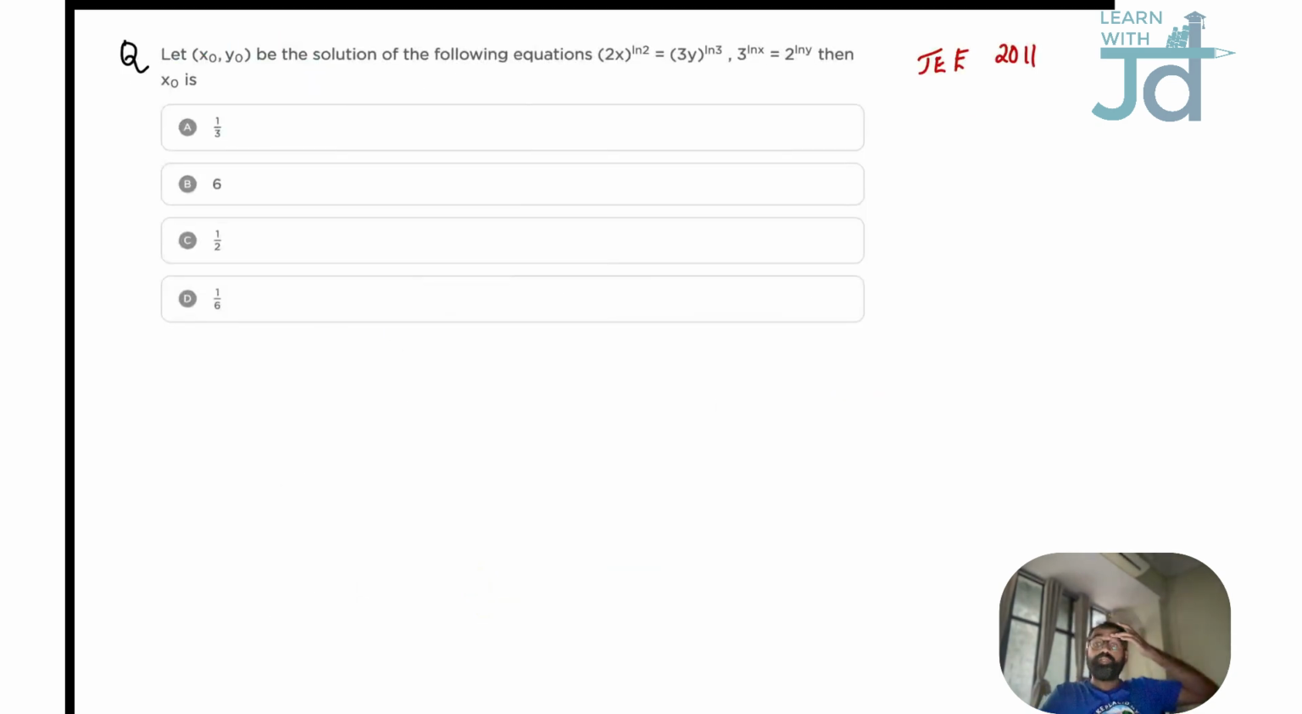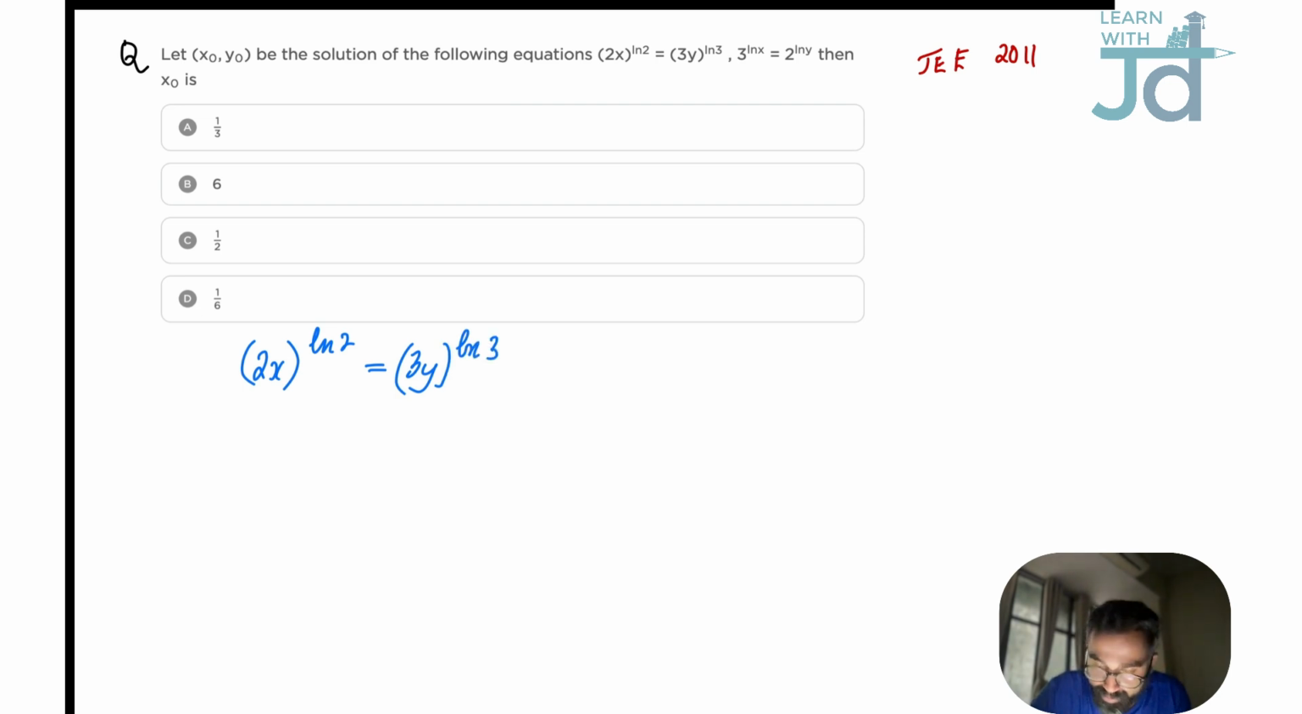This was a JEE 2011 Mains question. So there are two equations like this. 2x raised to ln 2 is equal to 3y raised to ln 3, sorry. And the second equation is 3 raised to ln x is equal to 2 raised to ln y.